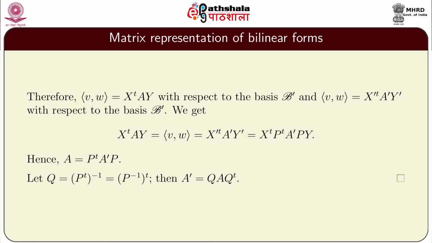Therefore, the matrix P transpose A dash P is equal to A, and hence if we take Q equal to P transpose inverse, which is of course the same as P inverse transpose, then A dash is equal to Q A Q transpose, and Q is in GLn(F).